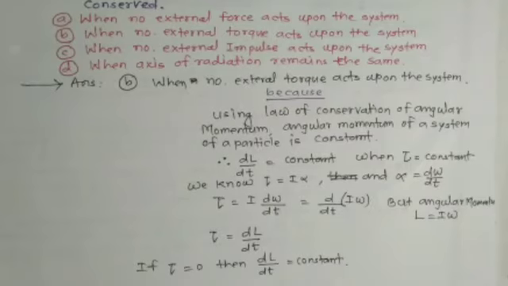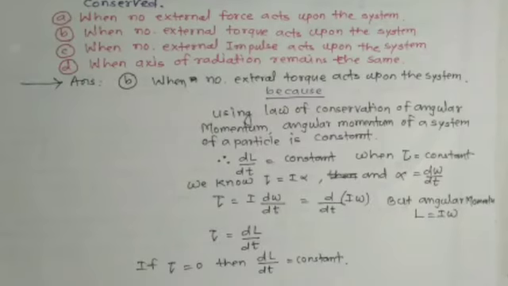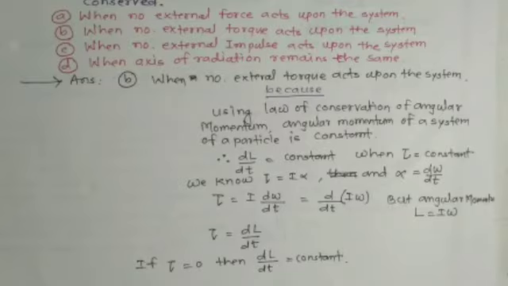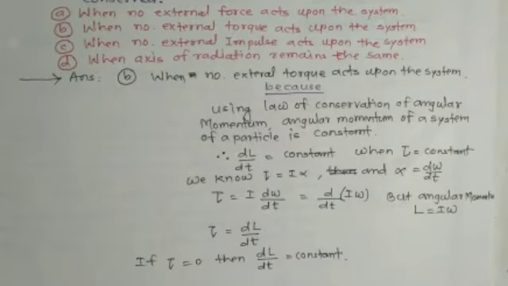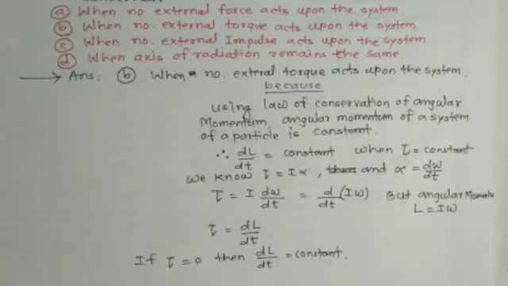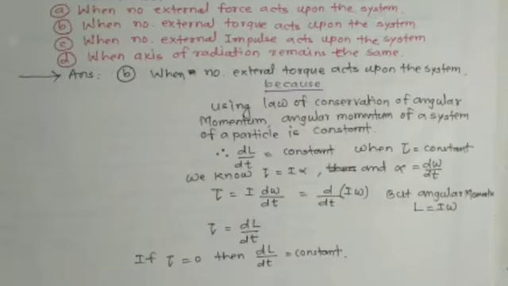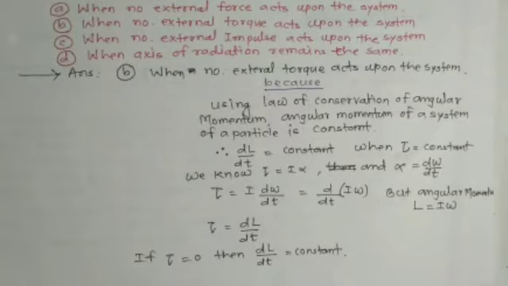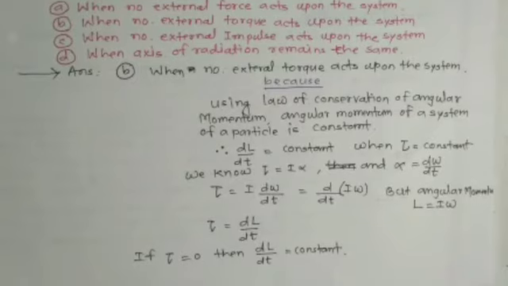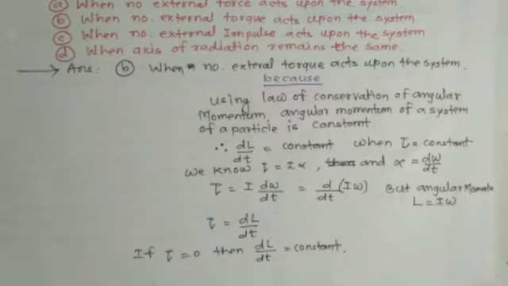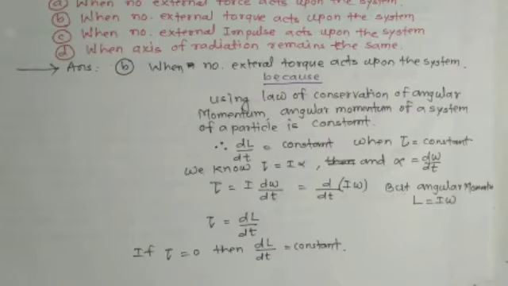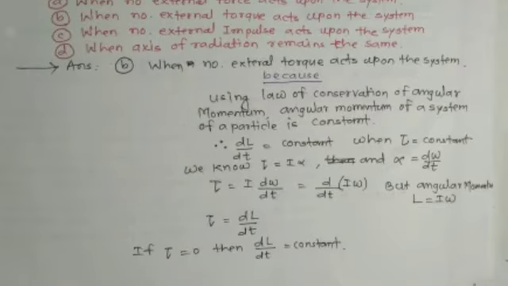So torque becomes I d omega upon dt, meaning derivative with respect to time, d upon dt in bracket I omega, and angular momentum will be L equal to I omega. Therefore torque equals dL upon dt. If torque τ equals 0, then dL upon dt will be constant. That will be the answer.